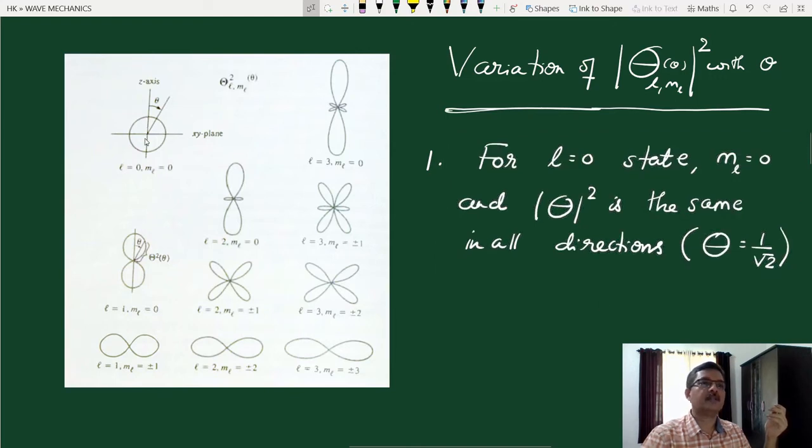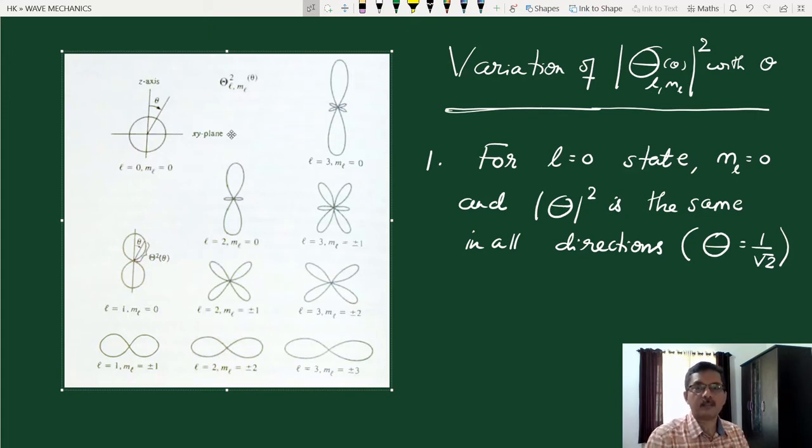So that is why we can say that here, when L equal to 0, ML equal to 0, this plot is spherically symmetric. It's actually a two-dimensional plot here. We will look at the three-dimensional plot after a while. The vertical axis is the z-axis and the horizontal axis represents the xy plane. So it's a circle. If you rotate the circle around the z-axis, you get a sphere. So this is spherically symmetric, we can say, when L equal to 0 and ML equal to 0 for the S state.